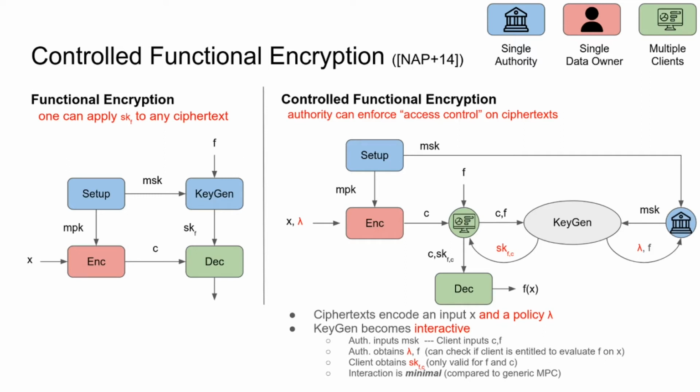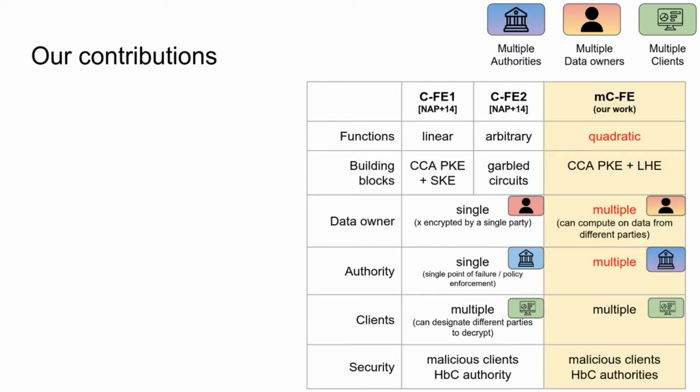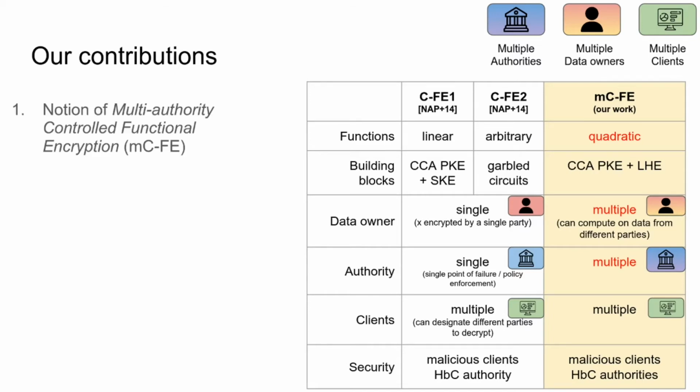In the mentioned first work about controlled function encryption, the authors provide two schemes, a very efficient one for linear functions and a general one for arbitrary circuits, which relies on garbled circuits. In our work, we enhance controlled function encryption as presented by Naveed and others in several ways. First, we provide a controlled function encryption that accounts for multiple authorities. In this way, we can avoid the single point of failure of previous work.